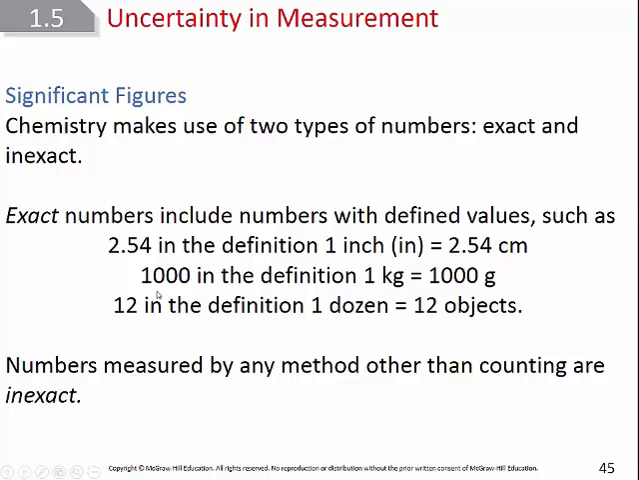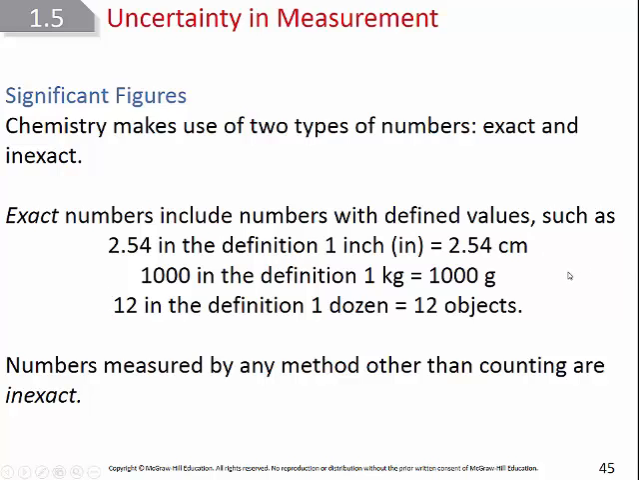We also have the defined numbers in the prefixes, such as kilo means 1,000. This number, 1,000 grams per kilogram, when I'm using 1,000 in terms of how many grams are in a kilogram, is a defined value. So it's an exact number.